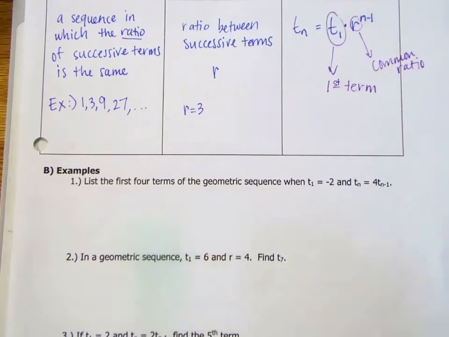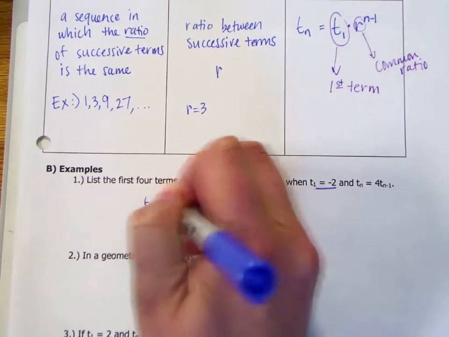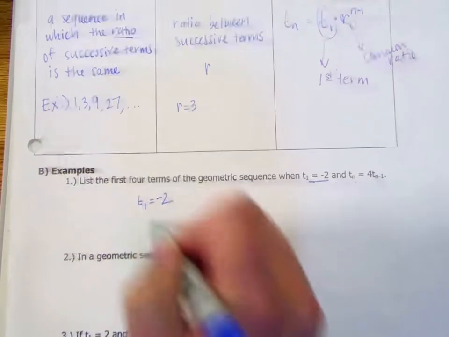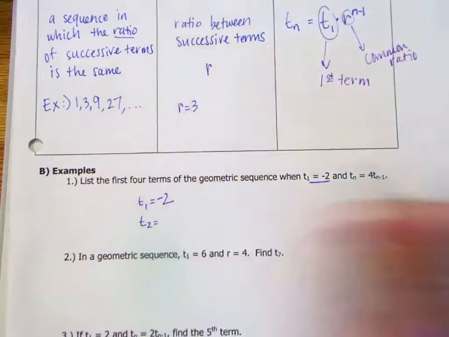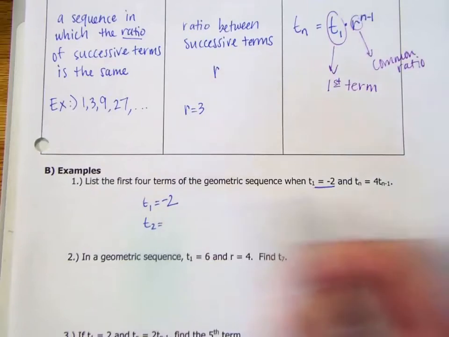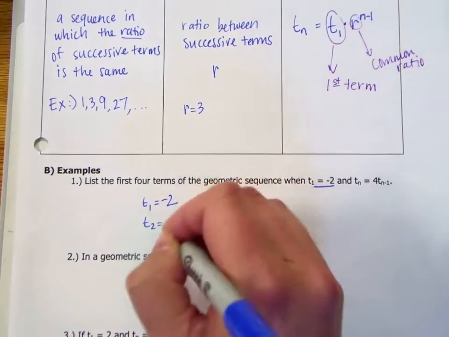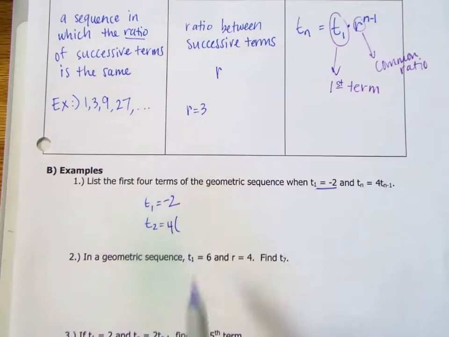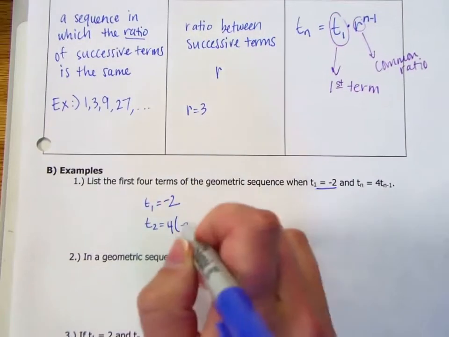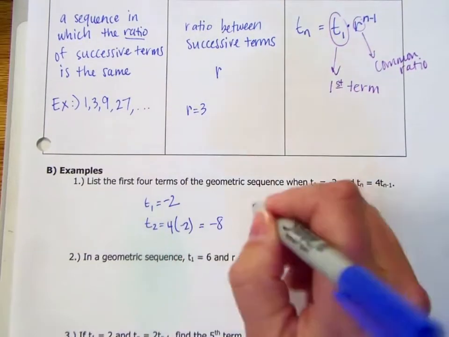You can do this a couple different ways. We know, first of all, that our first term is negative 2. To find the second term, remember that the notation t sub n minus 1 means the term before. So if I'm looking for the second term, I have to plug in the first term. This will be 4 times negative 2, so the second term is negative 8.